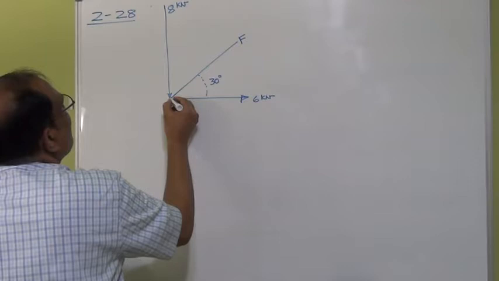Okay, so when they say to find your F for which the resultant would be minimum, that's actually giving you a clue that the line of the resultant has to be perpendicular to F.